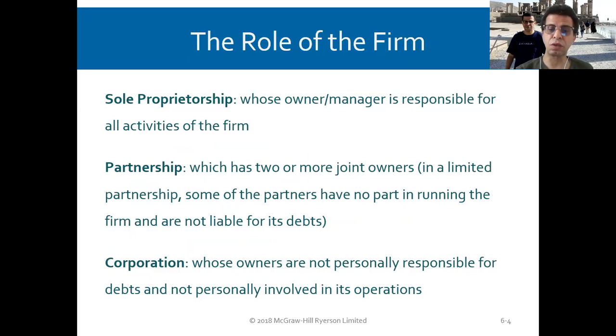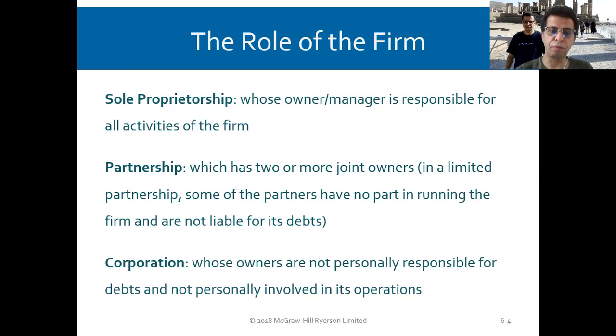In general, there is a firm called a sole proprietorship, whose owner or manager is responsible for all the activities of the firm. So it is part of his operation, and if the firm makes a profit, it's going to be his profit. If he has a loss, he has to pay for the debt.